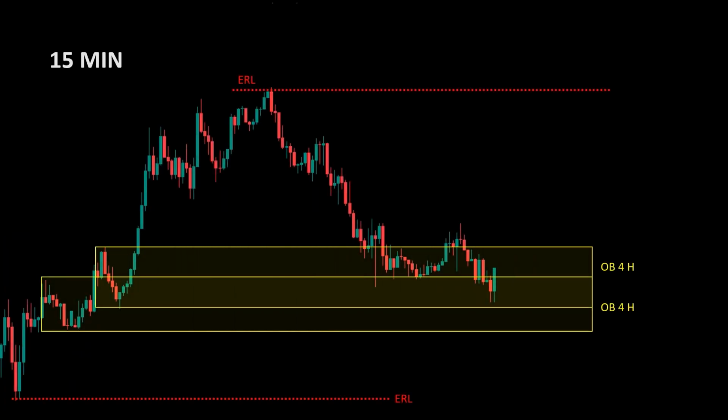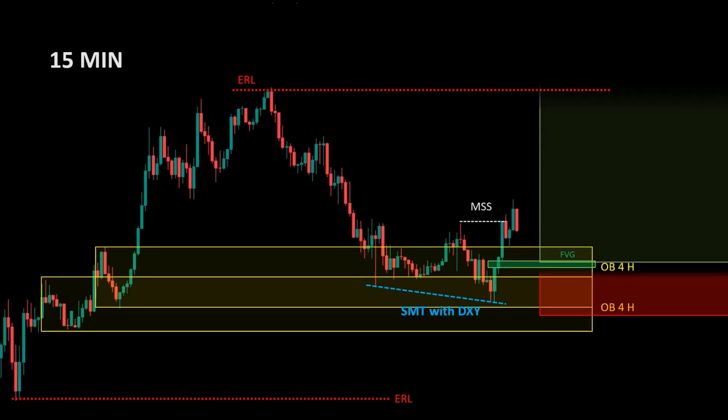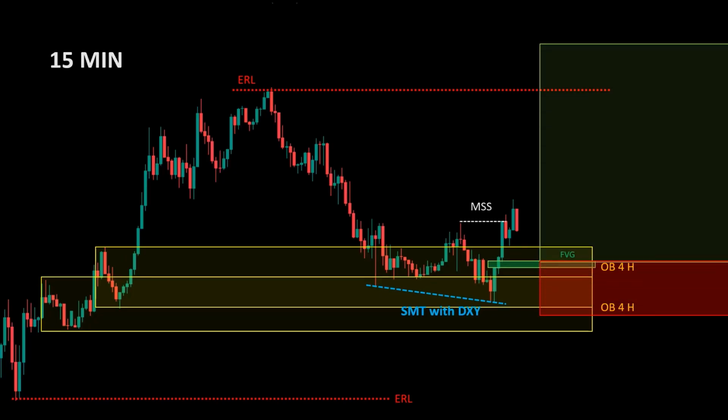Once price reaches our zone, we're looking for 2 confirmations, a break of structure and SMT divergence. Here, we spot SMT divergence with the dollar index, which gives us the first confirmation. Then, after the structure break, we look for the first valid PD array, in this case, an FVG that forms in the discount after the break, and that's where we take our buy entry, aiming for the next external liquidity level.